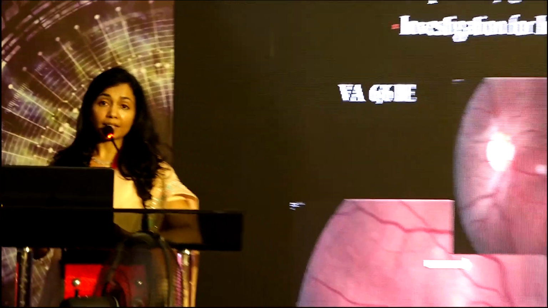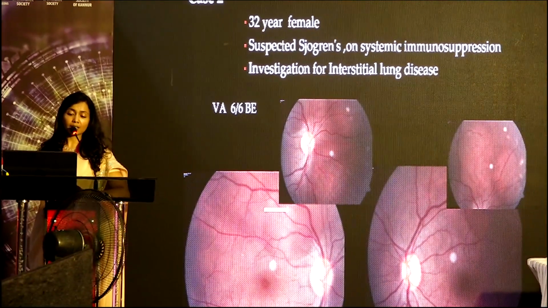Paraneoplastic retinopathy is the second one here. They can be either cancer-associated retinopathy or CAR, melanoma-associated retinopathy or MAR, paraneoplastic vitelliform maculopathy, and bilateral diffuse uveal melanocytic proliferation. So let's go to the second case, which is a 32-year-old female with suspected Sjogren's on systemic immunosuppression and investigation for interstitial lung disease.